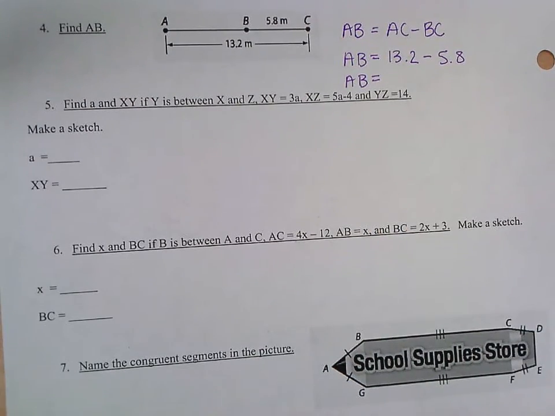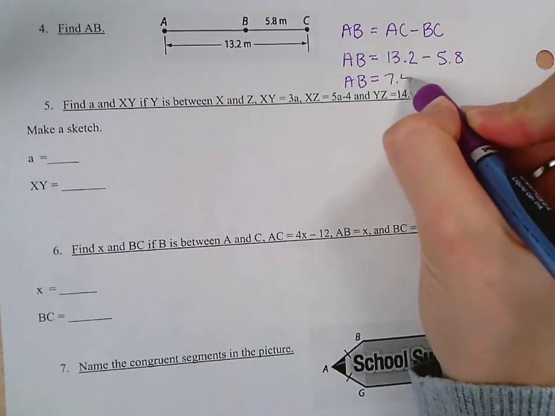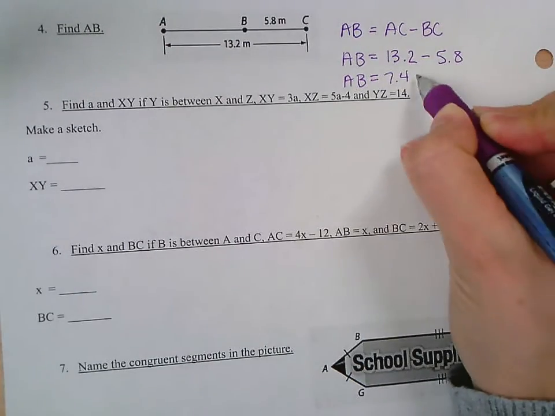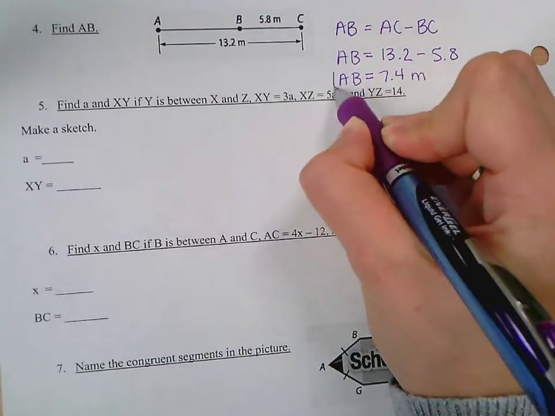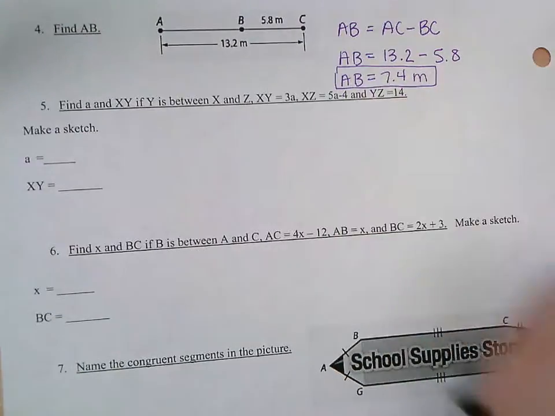Anybody have then what AB would be equal to? 7.4, and that is meters. Make sure you include the units for that measure.